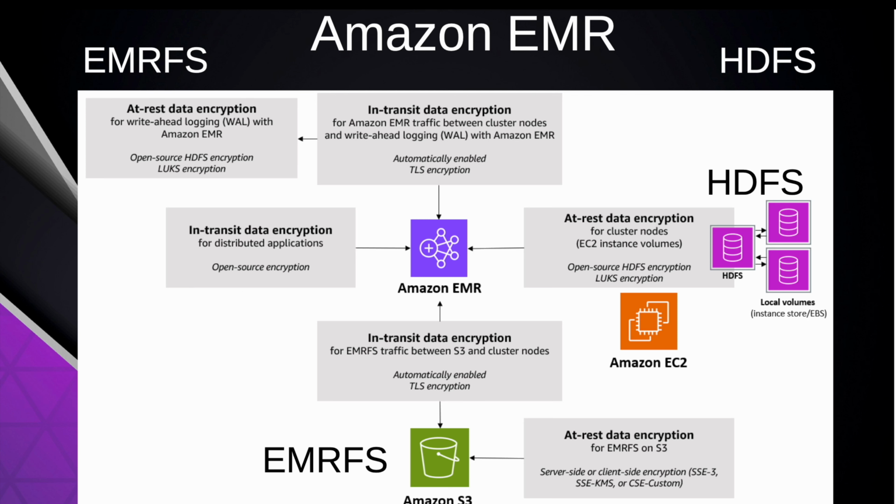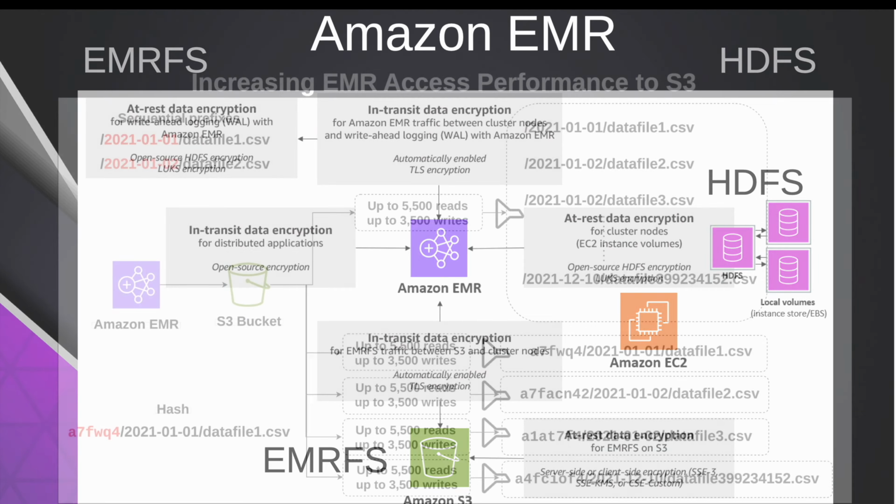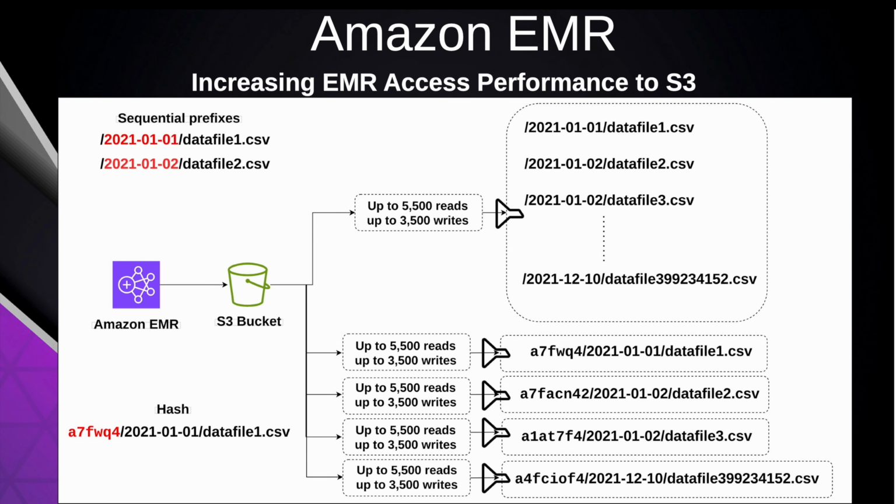Another best practice for increasing EMR access performance to S3: implementing a hash function. Amazon S3 organizes its storage based on the name or prefixes of the objects you store. When many objects have similar starting names or prefixes, like dates in sequential order, they tend to get stored close to each other in the S3 infrastructure. This clustering can lead to inefficiencies, especially when you try to access many files at once, because the system has to retrieve a lot of data from the same area all at once. This is similar to many people trying to enter or exit the same doorway at once.